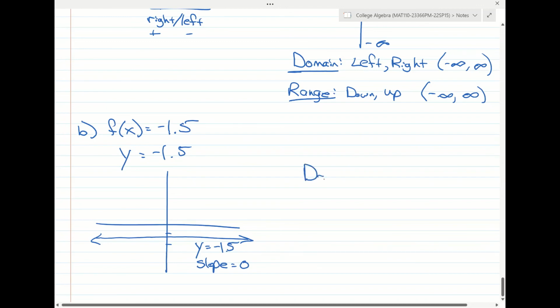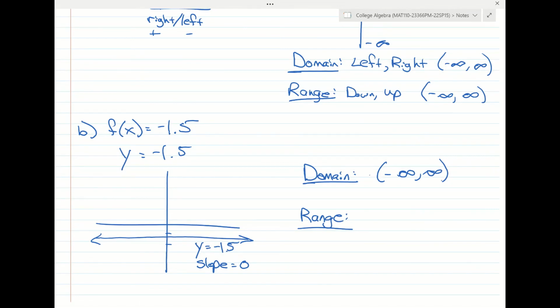For this problem, when we go to say the domain, this graph goes all the way to the left and all the way to the right. So we would say from negative infinity to positive infinity. What about the range? Range isn't undefined. Range is just possible y values, right? So what's the only possible y value? Negative 1.5.